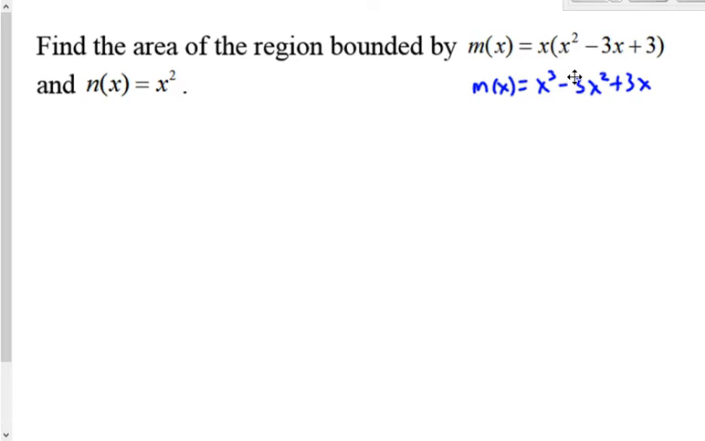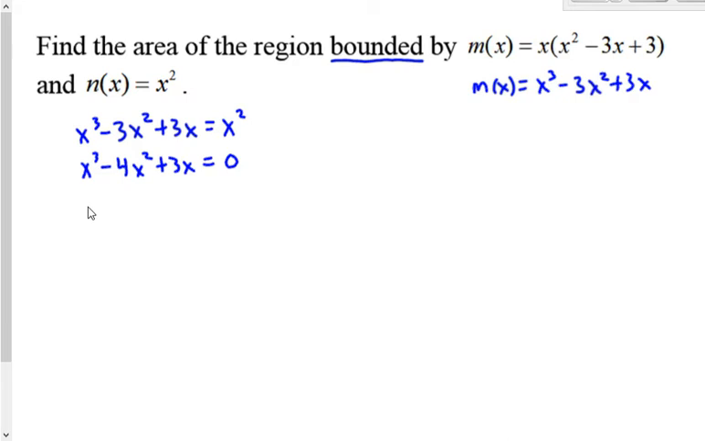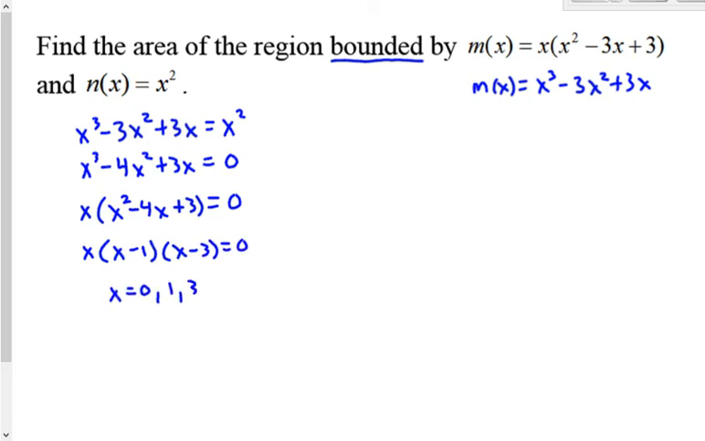Okay. To get an idea what this looks like and find the boundaries for my region, I'm going to figure out where these two functions are equal. So I'm going to take x cubed minus 3x squared plus 3x and set it equal to x squared. Then I'll subtract x squared from both sides, and I'll get x cubed minus 4x squared plus 3x is 0. I'll factor out an x, be left with x squared minus 4x plus 3 is 0. And then this factors to x minus 1 times x minus 3. So my zeros are 0, 1, and 3.